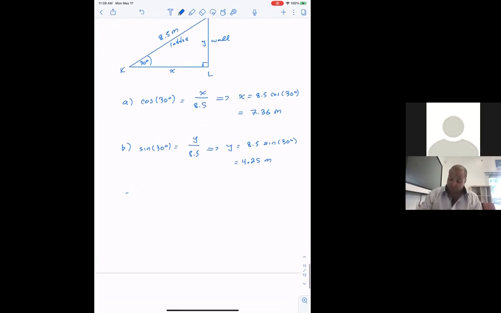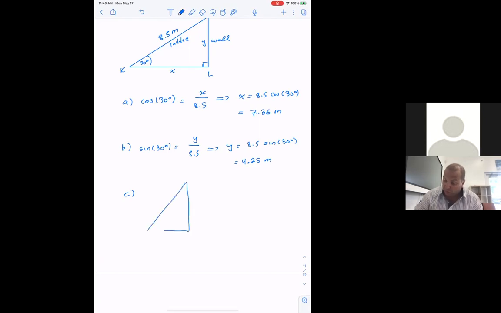C. The instructions for use of the ladder state that it should not lean against the wall at more than 55 degrees. Find the maximum height up the wall that the ladder can reach. So if you think about it, the closer the base of the ladder is to the wall, the higher up the wall that it reaches, but the steeper the angle. So when moving it closer, it's gonna go higher.